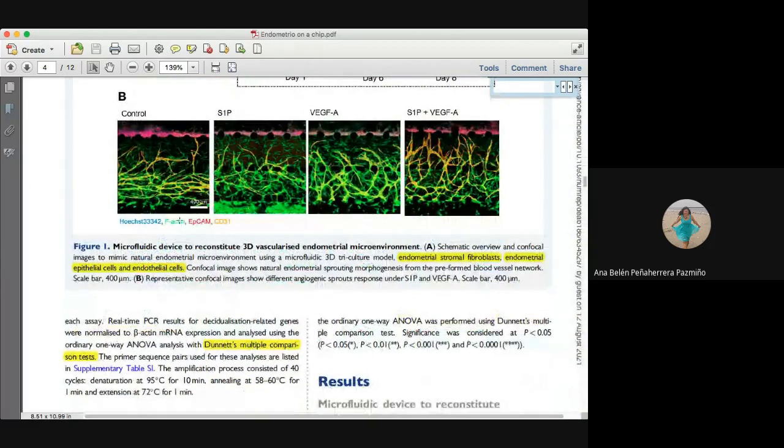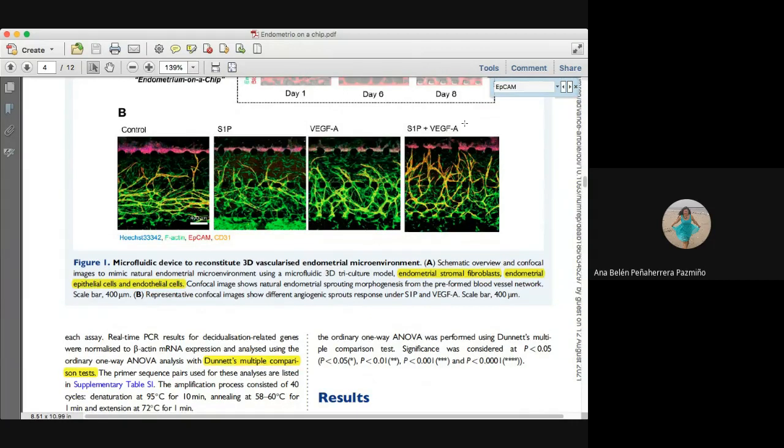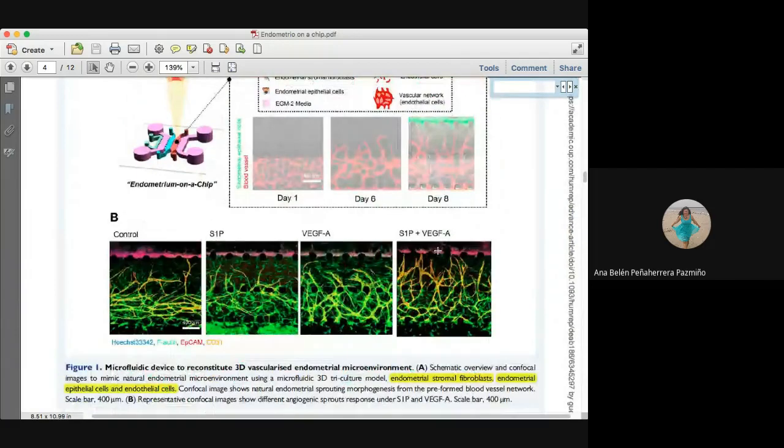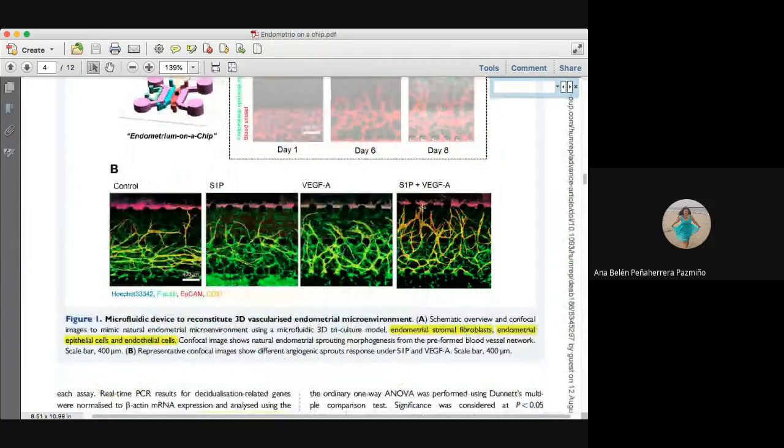So here in green, you can see the actin, which shows us the cytoskeleton, and the EpCAM, which shows where the epithelial cells are. The endometrial stromal fibroblasts are in red, and they are going to measure the thickness of these layers. And finally, with the CD31 marker, they show the endothelial cells.